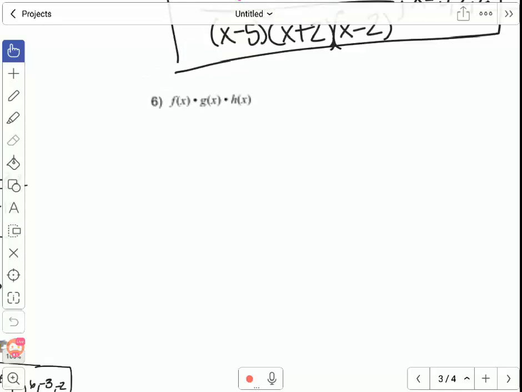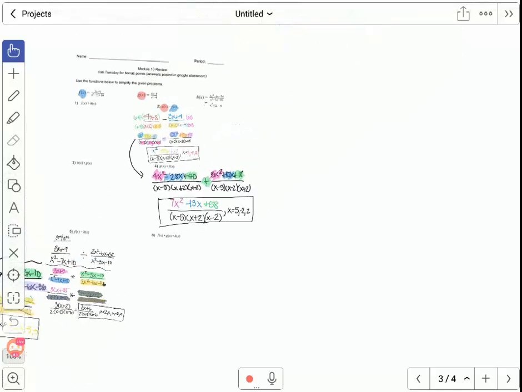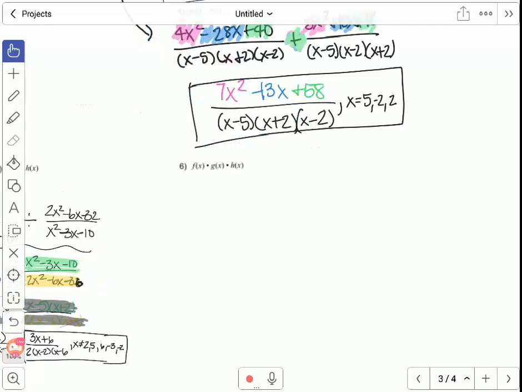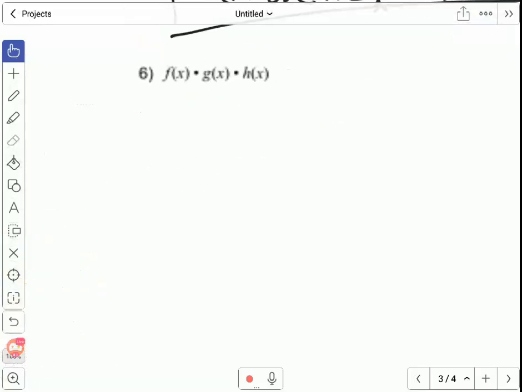So for this one, we're multiplying all of our terms together, f of x times g of x times h of x. The good thing is that multiplying is easy. It doesn't matter how many terms you're multiplying together. The multiplication part is pretty simple. So this time I'm going to do the problem for first period first.